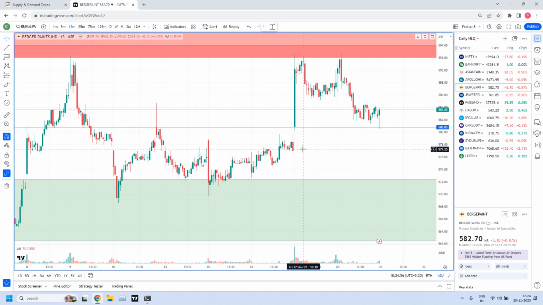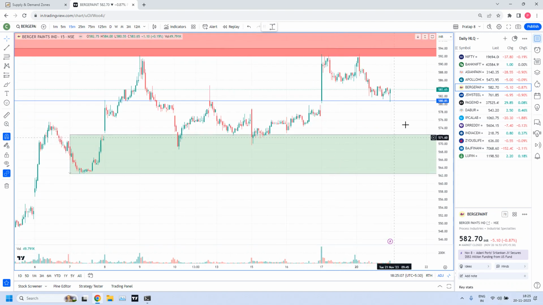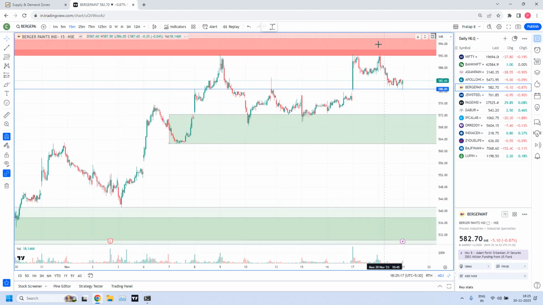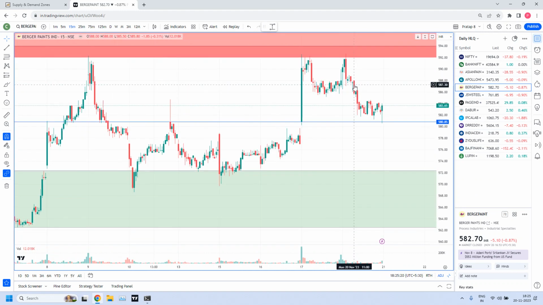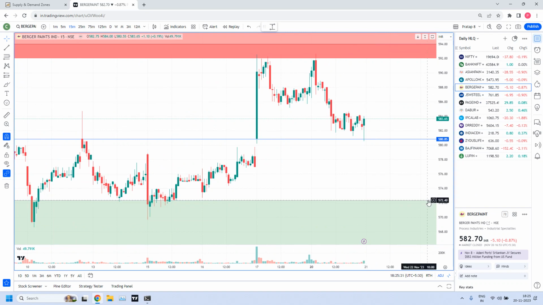we have got Burger Paints gave 13,200 rupees profit, which is 9.59% return on the investment. Excellent profit.